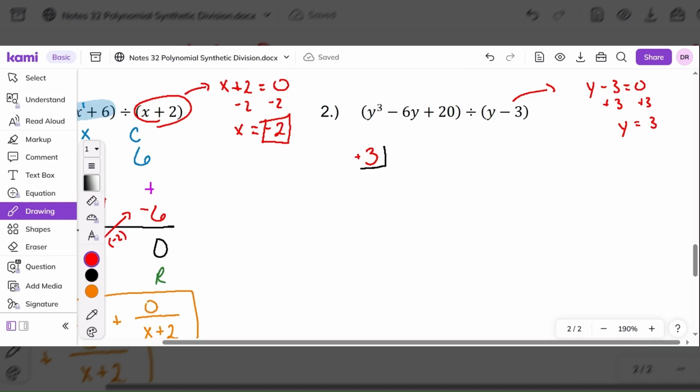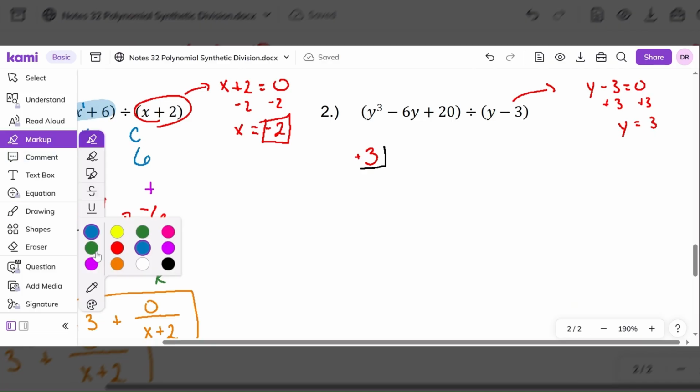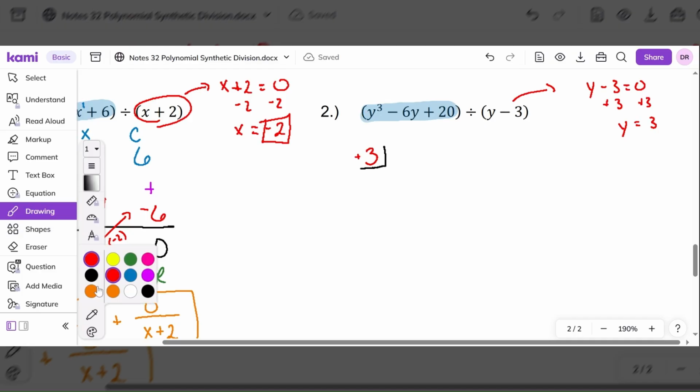Okay, now for this next part, remember, we start with our original polynomial that has y to the third. And so we write that in. So it starts with y to the third. But remember, in front of that y to the third is a coefficient of 1. And what we use for synthetic division is not the letters, but rather just the coefficients. So the first thing we write down is a 1. Now remember, that 1 was for y to the third.